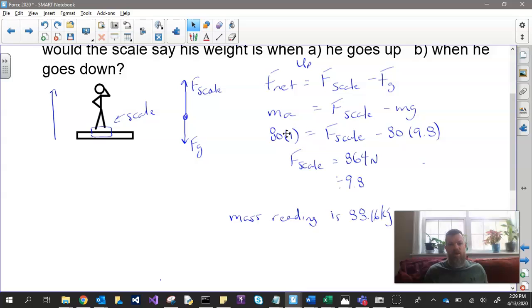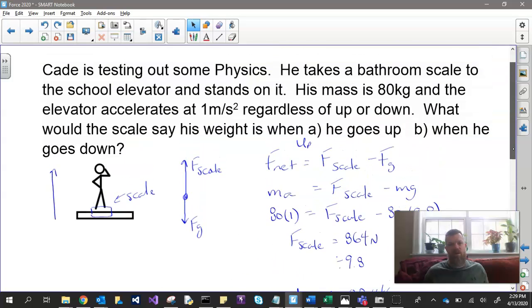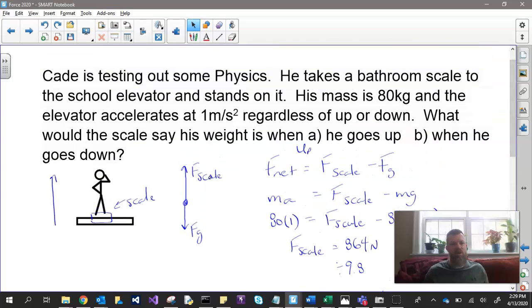If I go downward, I change this to a negative, and that number is going to be smaller. Still divide by 9.8 to convert it, and I get 71 point something, I believe, is the answer when I'm going downward. So it's still the same scenario. Only difference is instead of the tension being the force that makes it move upward, it's the scale that makes it move upward. So a quick example. Hopefully that makes sense. It helps you with the question on the assignment. Thanks.